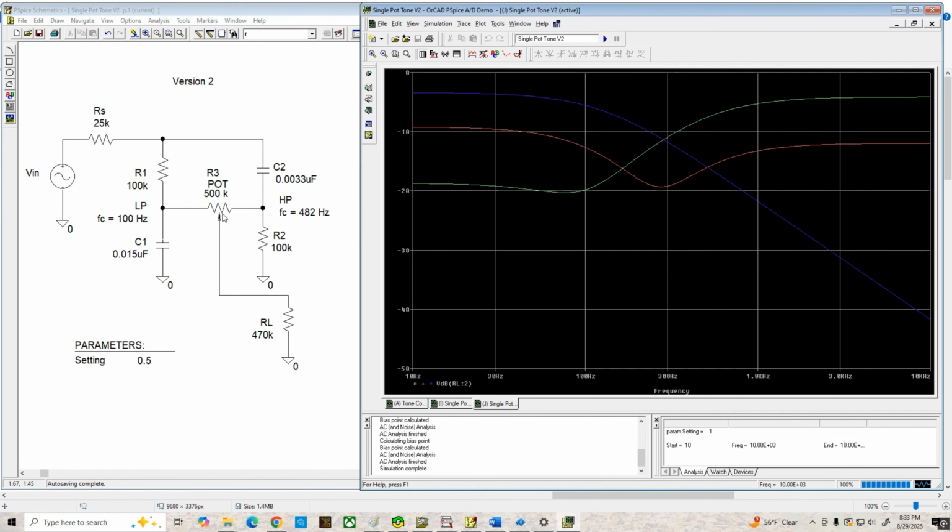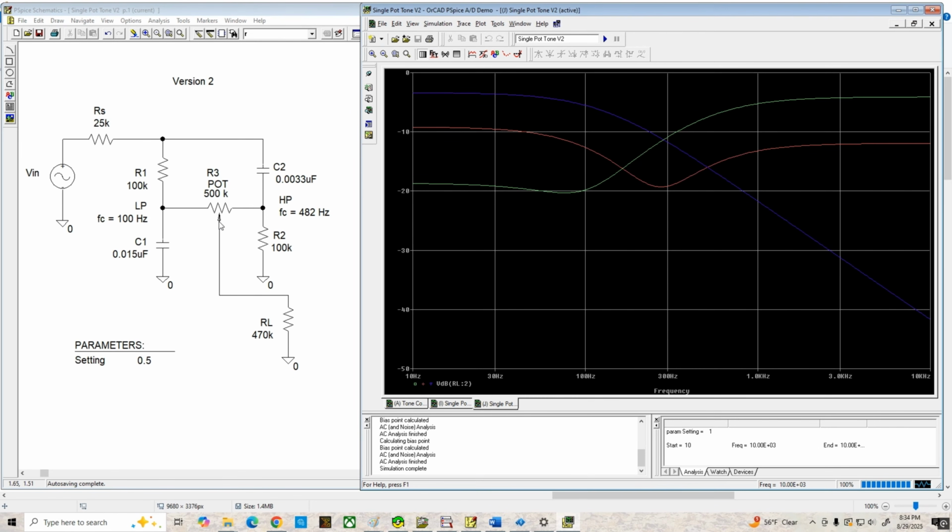Now if we move the wiper to the center of the pot, we get this red curve where we're down close to 10 dB at low frequencies. We dip down to almost 20 dB at around 300 Hertz. And then the response comes back up to about minus 12 dB at high frequencies. So we're getting kind of a scooped mid-range here, and some people like tone controls that scoop the mid-range, and if you do, this is a good choice for you.